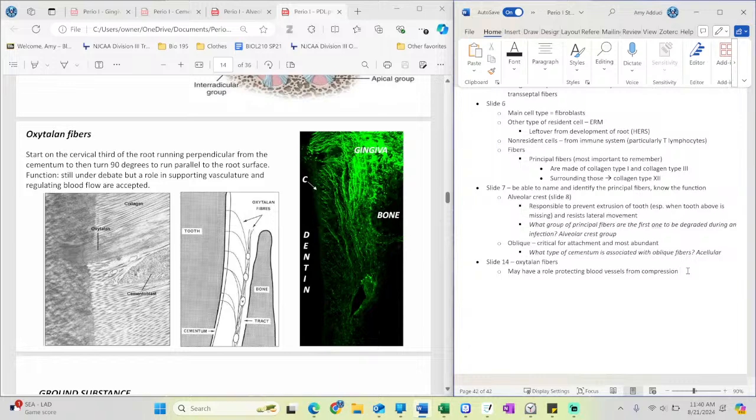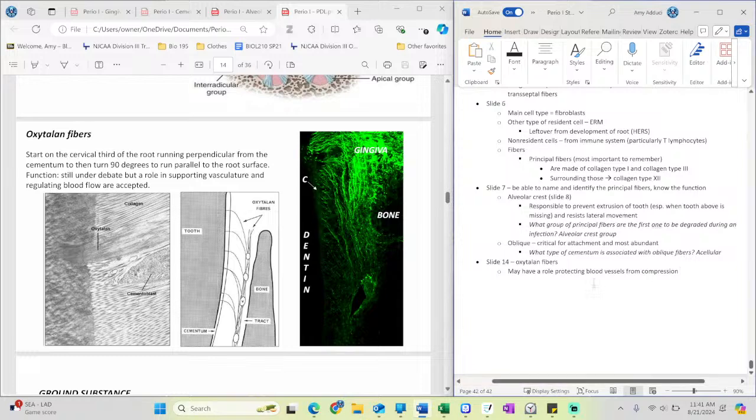And this is very important when you go over orthodontic tooth movement, because when you push the tooth and the root, if these blood vessels are not protected, they're going to collapse and cause necrosis very fast. So that's the possible function. Okay, but so far that's all still supposition.